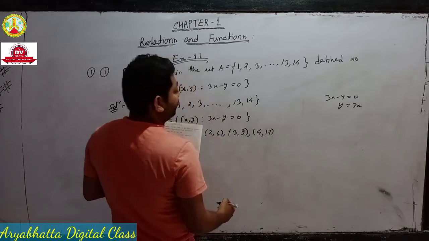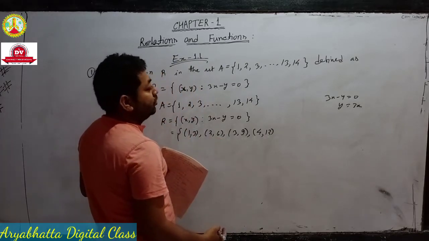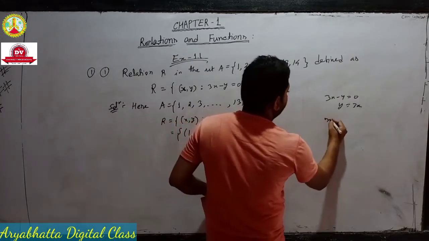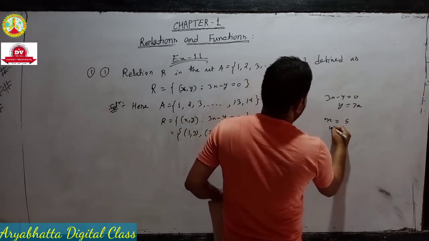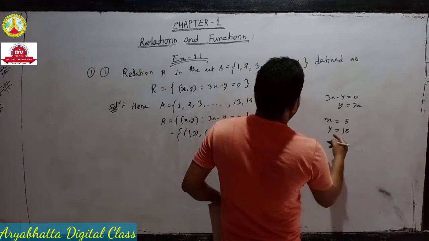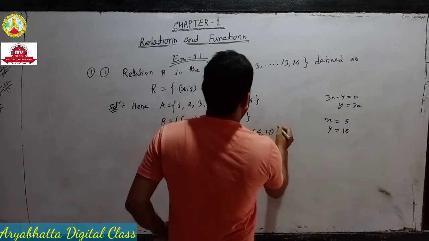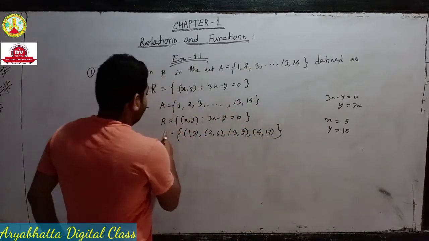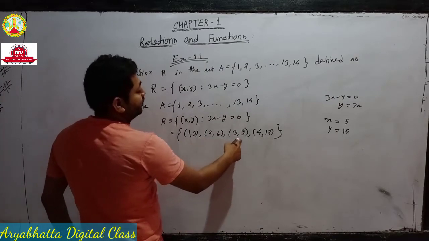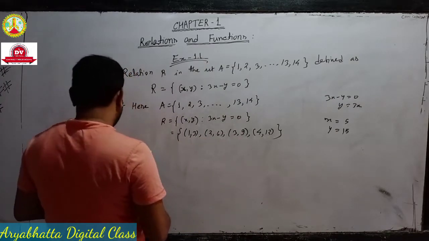If we put x equal to 5, then we have y equal to 15. Here, 15 does not belong to set A. Therefore, the relations are (1, 3), (2, 3), (3, 6), (4, 12).